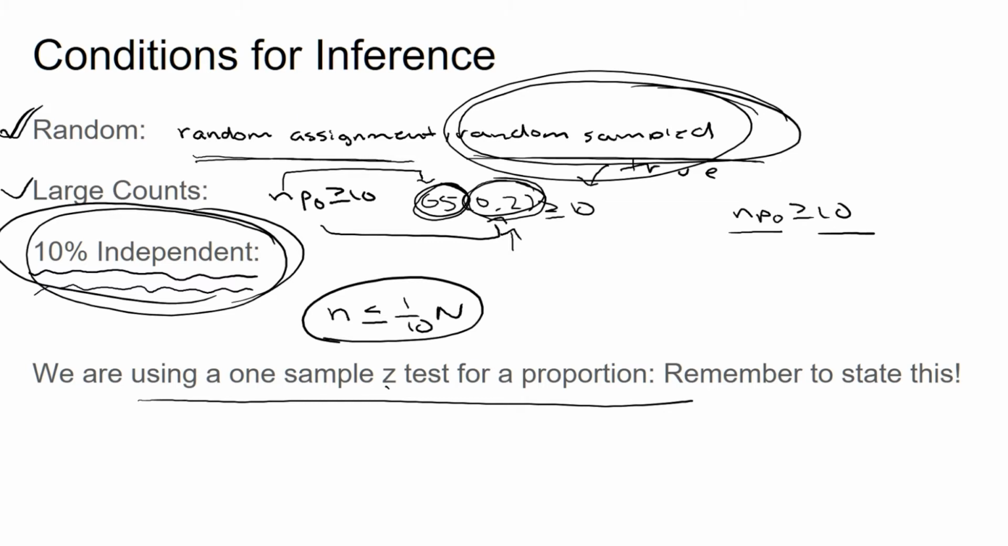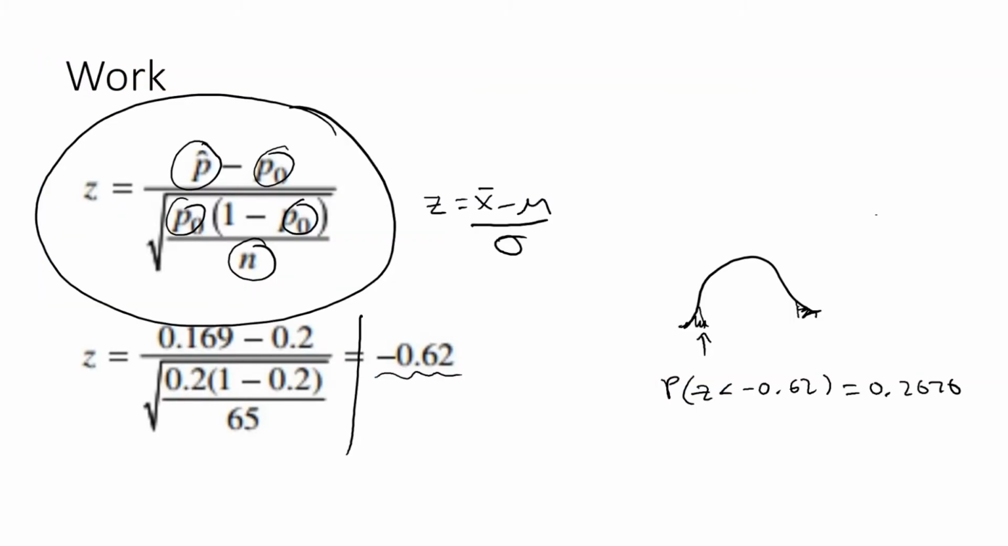The next portion is the work. The z-statistic is essentially a z-score, if you may remember it from normal distributions. So what we plug in is a sample proportion, and we plug in our null hypothesis proportion along with the sample size, and we can calculate a z-statistic of negative 0.62.